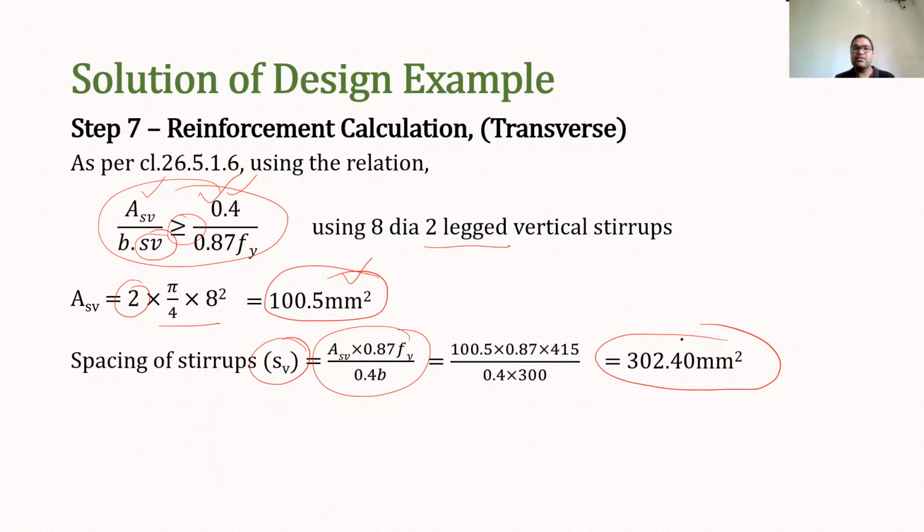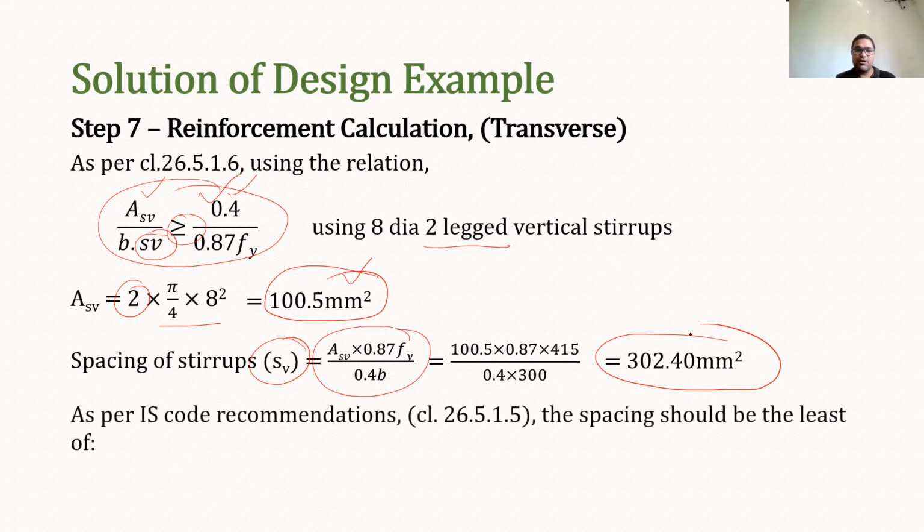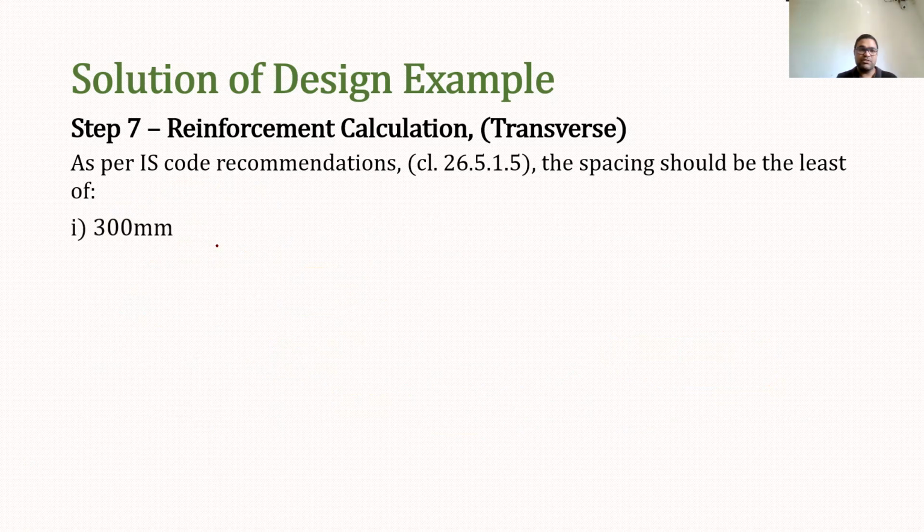Now here also IS code has recommended a maximum spacing. So what is that recommendation? You can refer to this clause of IS code. As per IS code recommendation, the spacing should be the least of: first, 300 mm; second, 0.75 times d. Now d is the d provided, which is 120, so 0.75 times d is 90 mm.